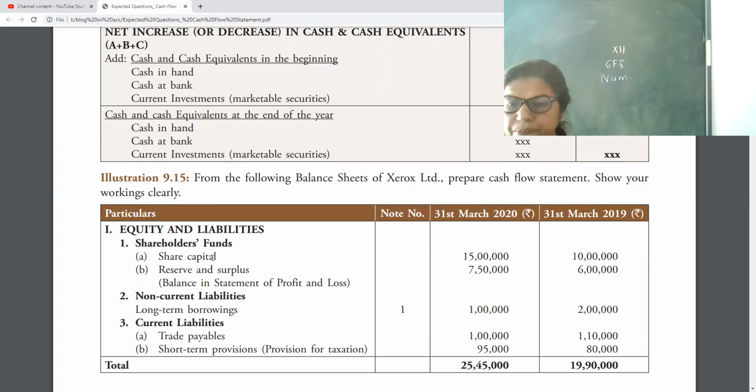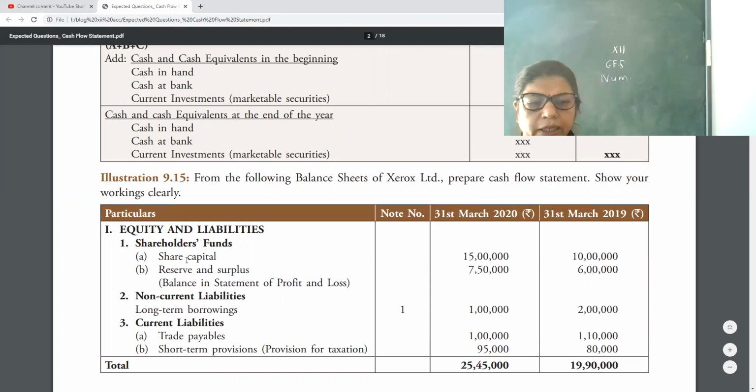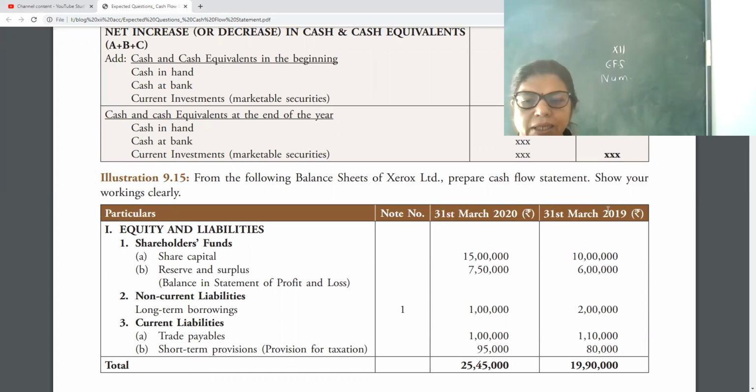Share capital: previous 10, now 15. So it means 5 lakh issue of share capital. Clear? That will be in financing activity. Very good. Then next, reserves and surplus: 6 lakh to 7 lakh 50,000. It means 1 lakh 50,000 is the net profit of the year. One by one, you will check each item.